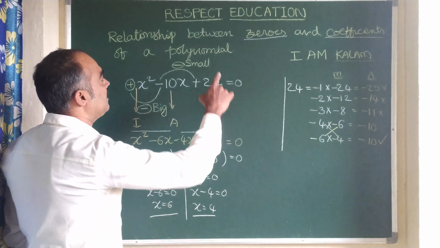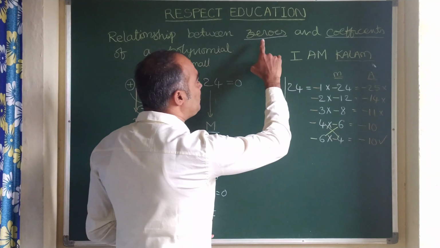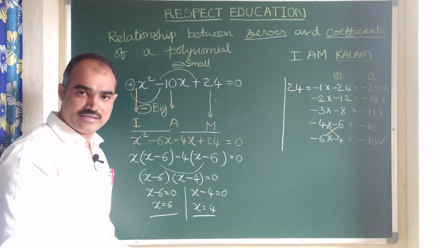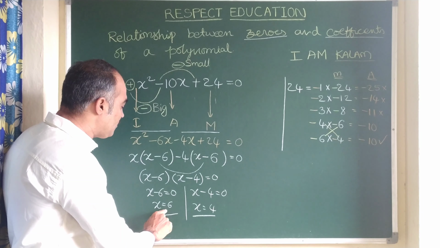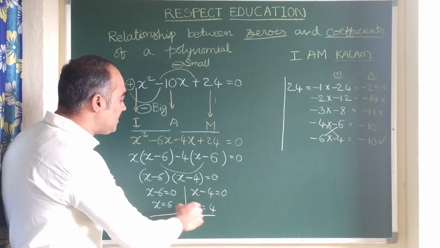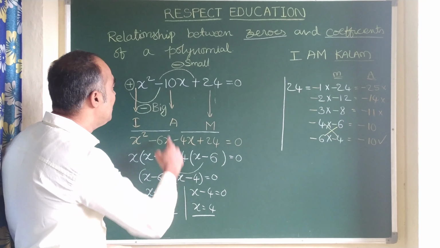See here, we are going to establish the relation between zeros and the coefficients. Before that, I have just now explained to you how to find the zeros. These are the zeros. They have another name also, children. Those are also called factors. So here x equal to 6 and x equal to 4 are the zeros of the given polynomial.